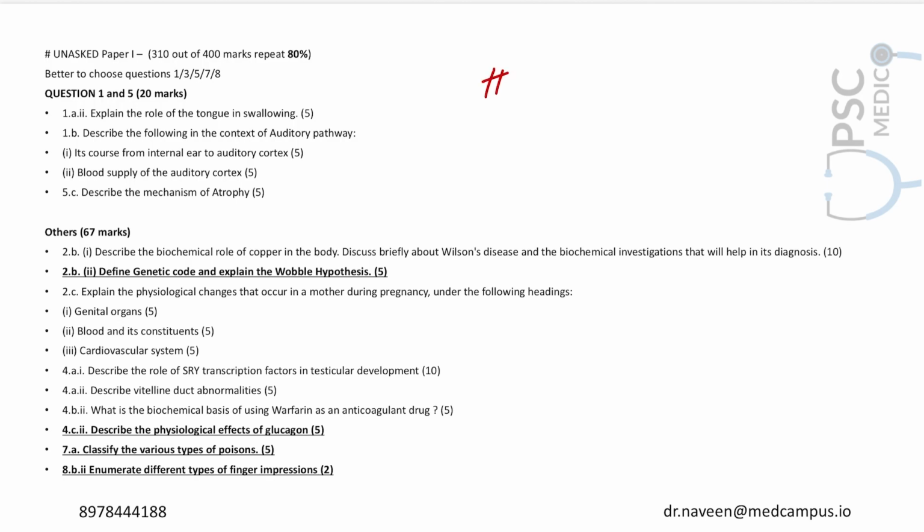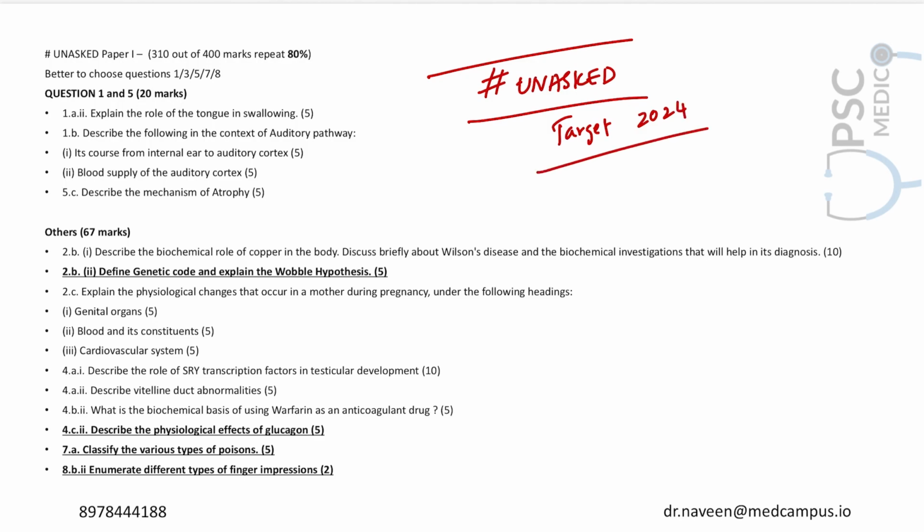I think there are so many repeats. Yes, there is something new, that is the unasked version, and this is not new, actually, it happens every time, but this time the weightage is high. So as the target 2024 batch, we should be ready for that. And how to crack this?